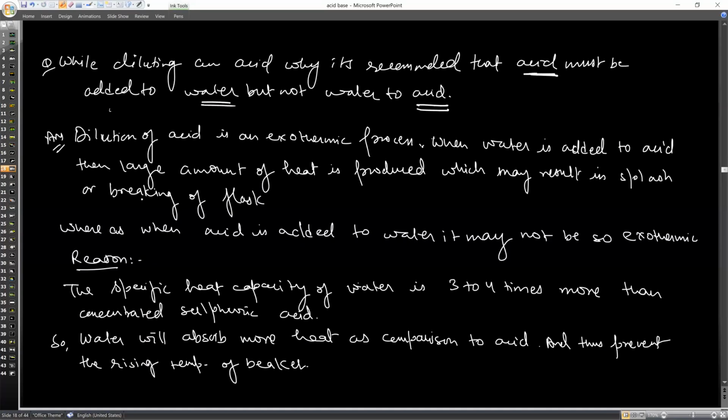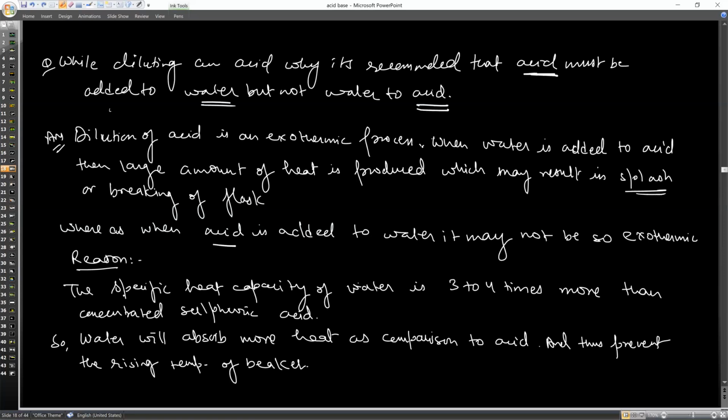When water is added to acid, a large amount of heat is produced, which may result in splash. Splash means एकदम से heat produce होगी, एकदम से बाहर आ सकता है, okay? Or breaking of flask. Whereas when acid is added to water, it is not so exothermic.